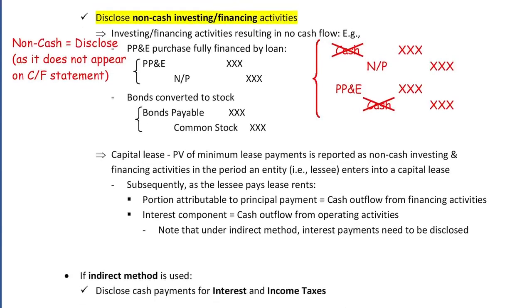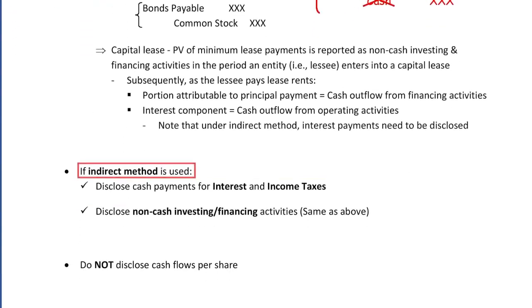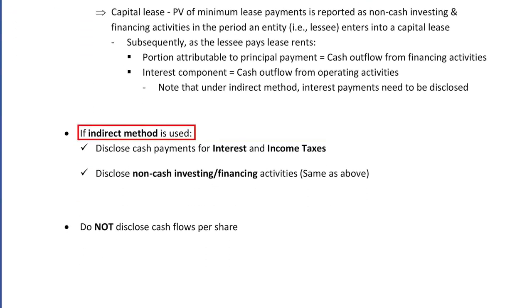Moving down on this page, put a box around: if indirect method is used. Then you need to disclose, highlight, cash payments for interest and income taxes. And you also need to have, highlight, schedule of non-cash investing and financing activities. Guys, even if you're using the indirect method, for investing and financing activities the presentation is the same as in the direct method. So you need to have the same schedule if you had any non-cash investing and financing activities.